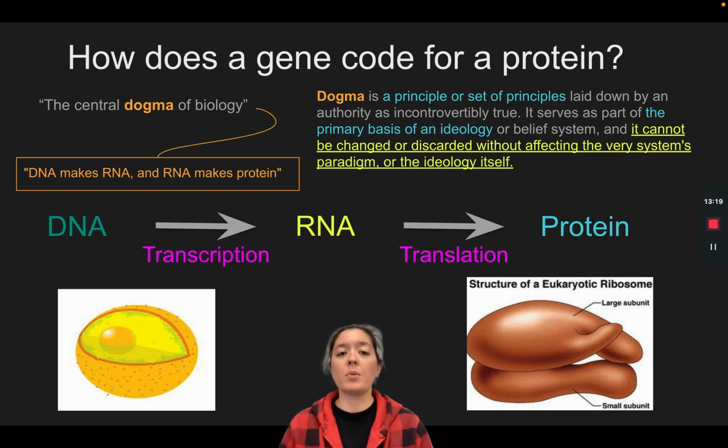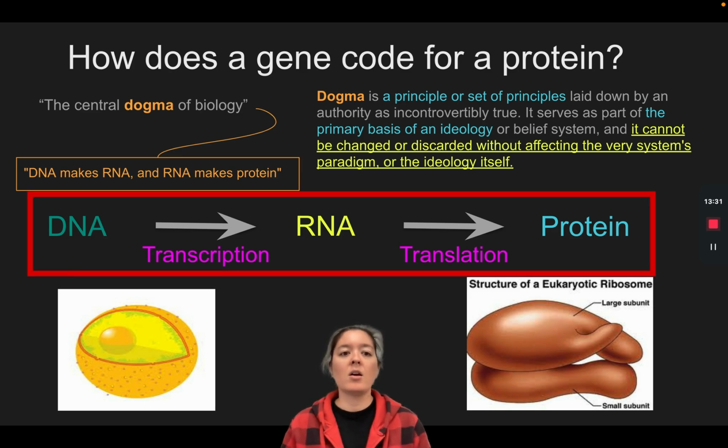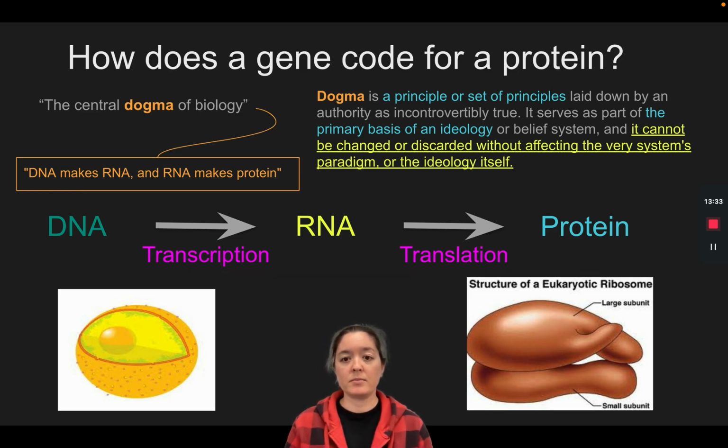So it's really important that we understand that this protein synthesis is the basis of all life. Without protein synthesis, we can't have life. So we call that the central dogma of biology. DNA makes RNA, RNA makes protein. That was translation. I hope it helped.